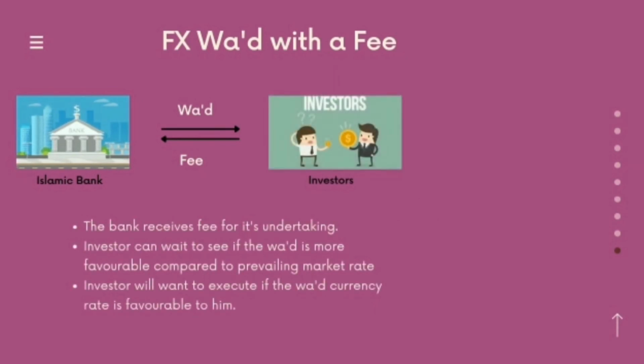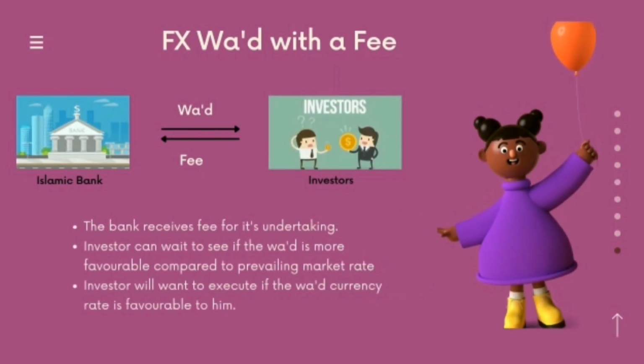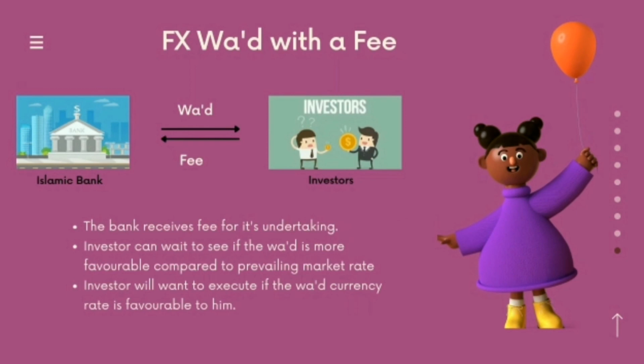Next structure in option is foreign exchange wa'ad with fee. The bank, after undertaking to the investor to exchange currency 1 against currency 2, will receive a fee from the investor for its undertaking. The investor on the future date might ask the bank to fulfill its promise or might release the bank from its undertaking. Once the contract reaches the maturity date, if the investor wants to execute the wa'ad, the bank and the investor will exchange the currencies.